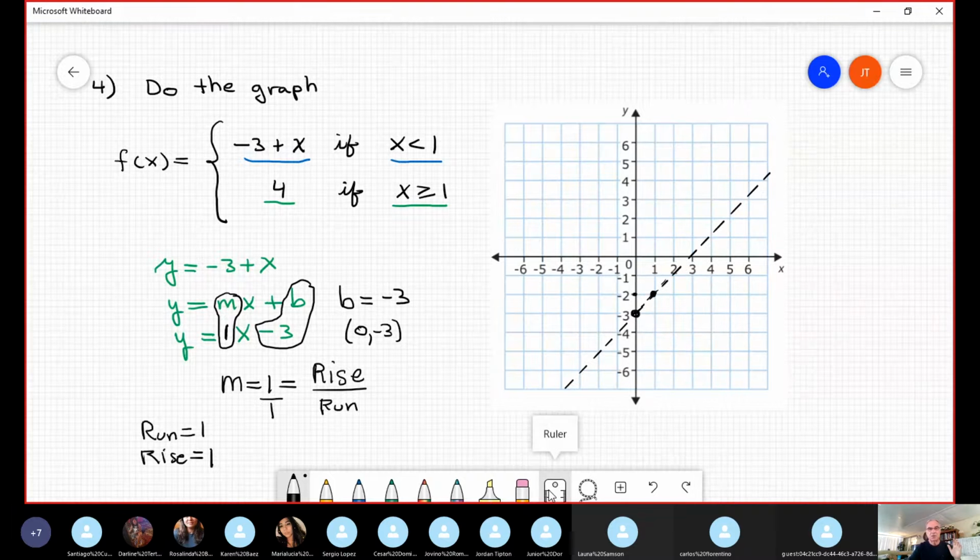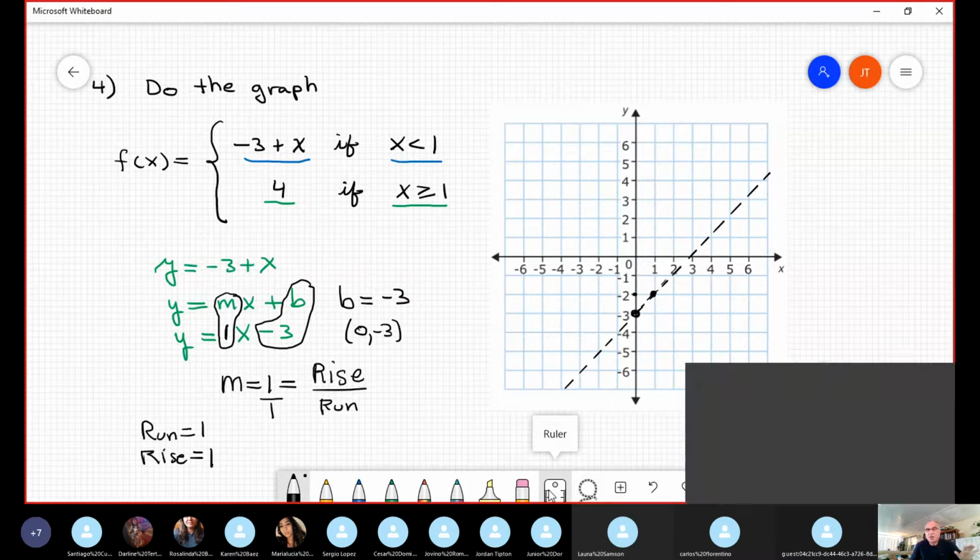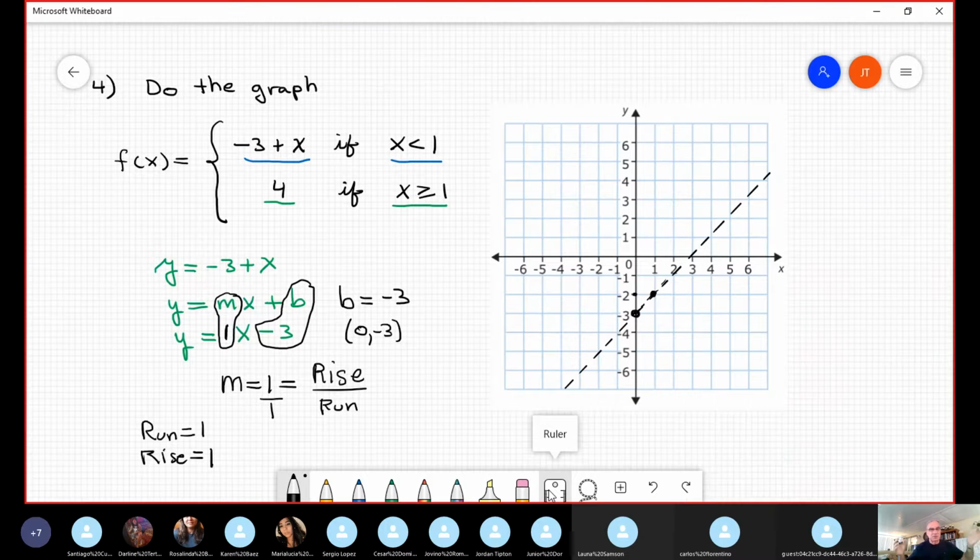Does everyone follow me? Does everyone understand very well? In the test, maybe I put another value. I put not minus 3 plus x, I put 5 plus 2x. So you will be able to do it.